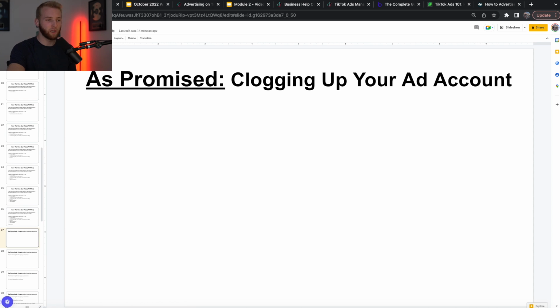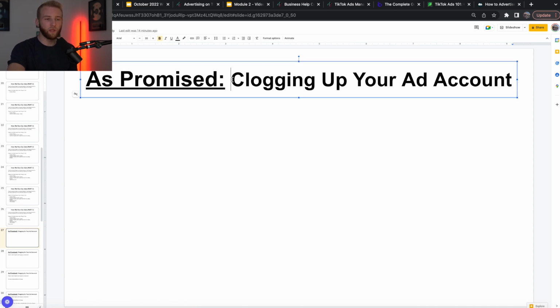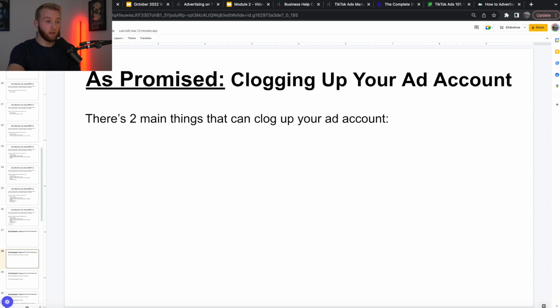But as promised, first, clogging up your ad account. This is a really, really important thing. A lot of people stuff it up. They have spending issues. They get disabled, whatever it is. Here's a solution. There are two main things that can clog up your ad account.